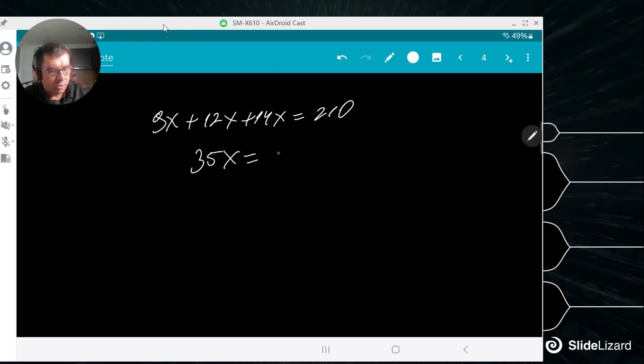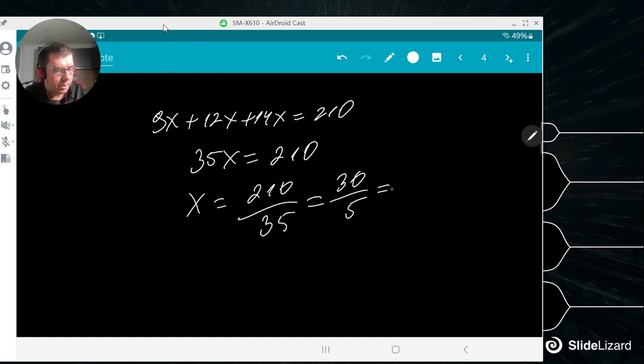35x equals 210. x equals 210 over 35. I reduce by 7. 30 over 5. And 30 over 5 is just 6. And therefore the number of women is 14 times 6, which is 84. And that's the answer.